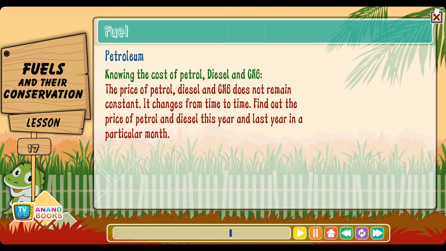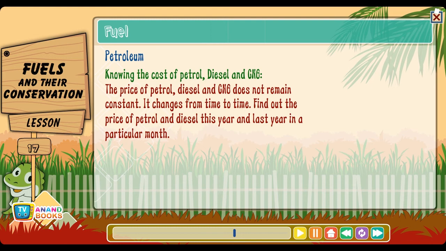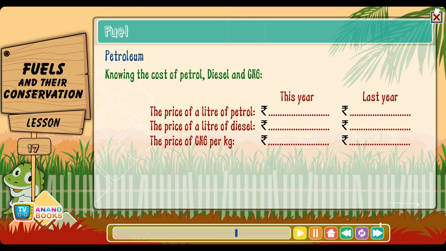Knowing the cost of petrol, diesel and CNG. The price of petrol, diesel and CNG does not remain constant. It changes from time to time. Find out the price of petrol and diesel this year and last year in a particular month. This year, last year. The price of a liter of petrol. The price of a liter of diesel. The price of CNG per kg.